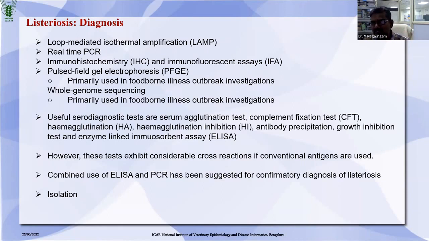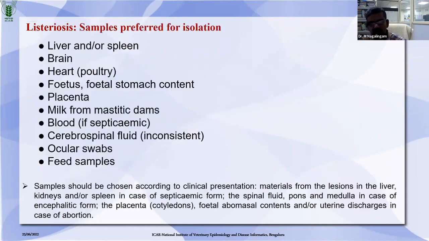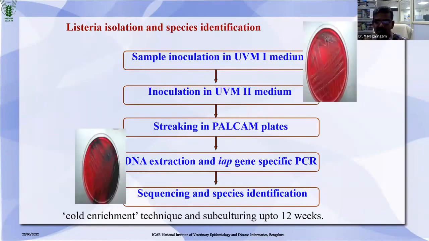Combined use of ELISA and PCR can, to some extent, in the absence of isolation, help in arriving at the diagnosis. The samples preferred for isolation are the liver, brain, heart, fetus, placenta, milk, blood, CSF, ocular swabs, and feed samples. Again, it depends upon which form is exhibited, and based upon that form, whatever samples are related to that, we need to collect.